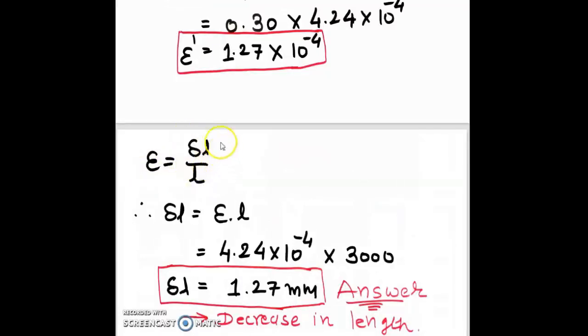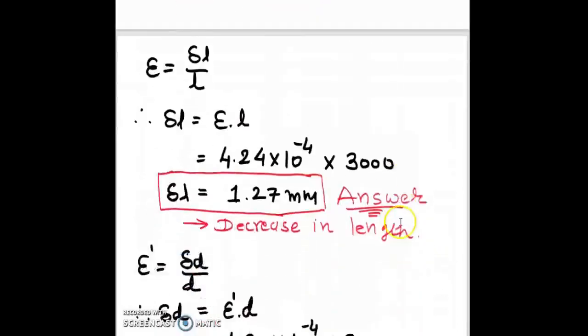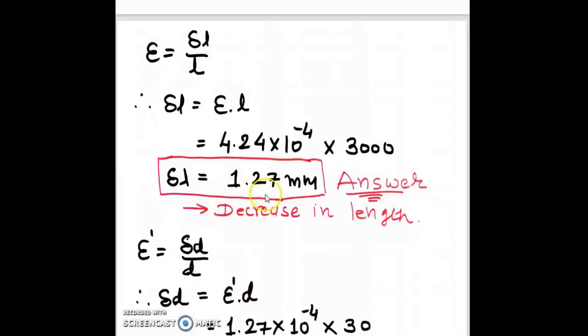Now using this equation, linear strain is equal to delta L upon L. Our goal is to find delta L. Then the equation becomes delta L is equal to epsilon into L, linear strain into L. We have found the linear strain 4.24 into 10 raised to minus 4, into L, which is given as 3000. Then delta L is equal to 1.27 mm, the change in length. And here it is a decrease in length because a compressive load is acting on the round bar. So it is our first final answer.